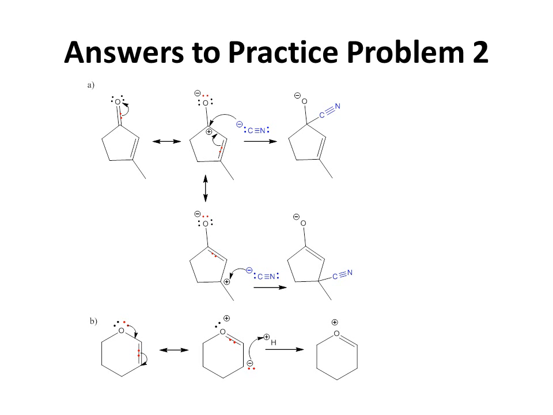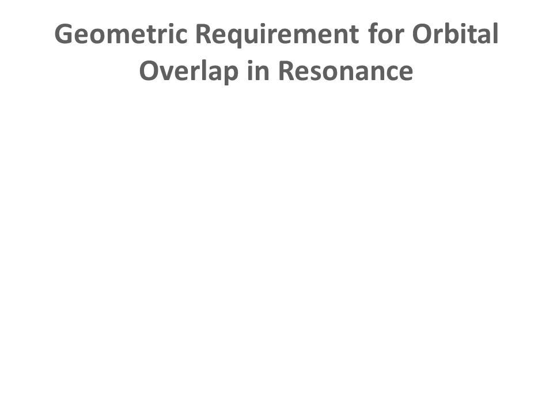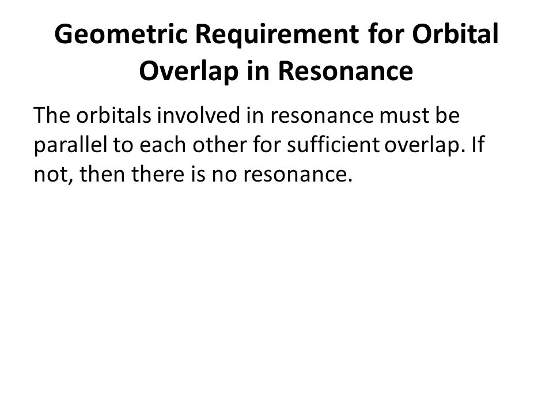They'd repel. I mentioned at the very beginning of this electron resonance that there is a geometric requirement for orbital overlap to allow resonance to occur. The orbitals that are involved in resonance have to be parallel to each other in order for you to get sufficient overlap. If there is no parallel overlap of orbitals, then there's no resonance.